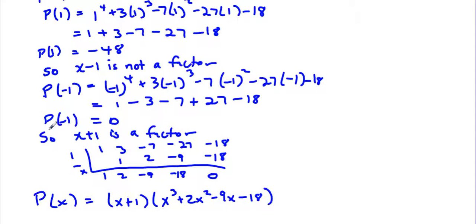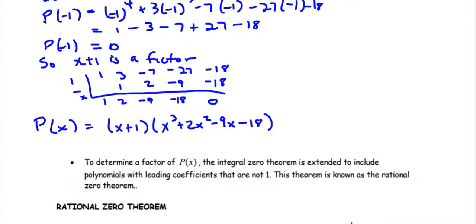Now, at this point, you're going to use everything you know to factor this again, because we have to fully factor it. We could repeat: pick another number, use the integral zero theorem to come up with factors of minus 18, and find another number that substitutes in here to get us 0 for our remainder, and then start the process over. But I'm going to look at other methods because this is very tedious, as you probably can tell.